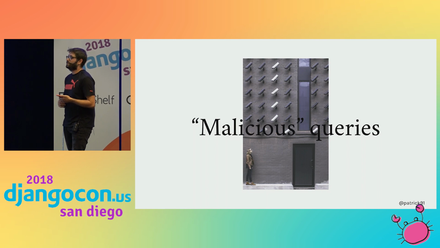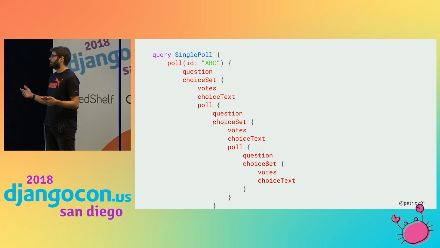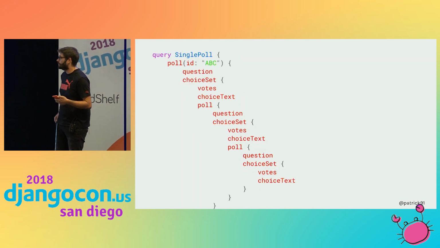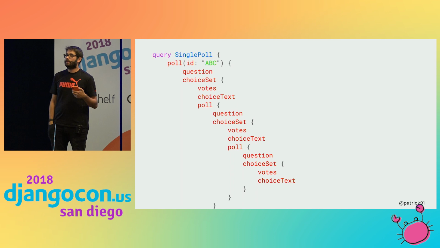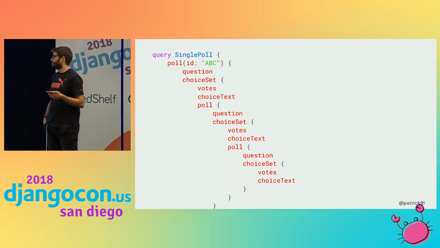Also, it's really easy to build malicious queries because we are giving loads of power to the front end. So you can build something like this, and imagine that this goes on and on. You basically can do a query that takes a lot of time, and it's easy for someone to DoS your server, I guess.